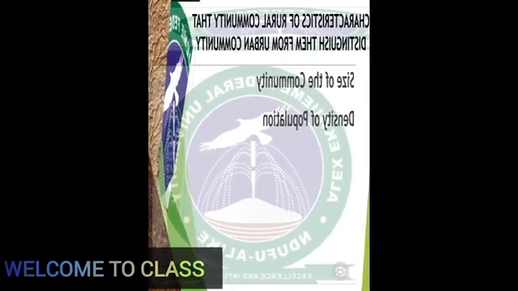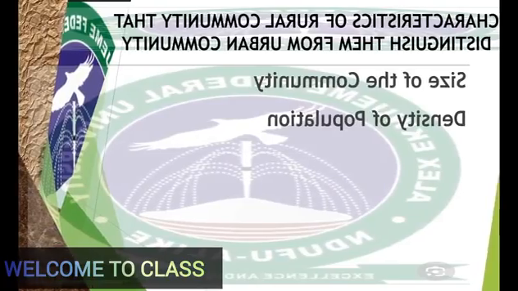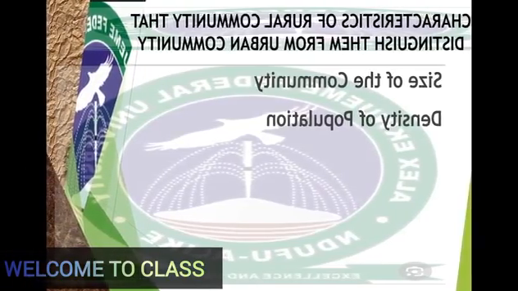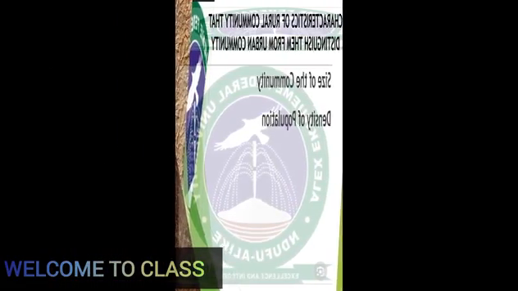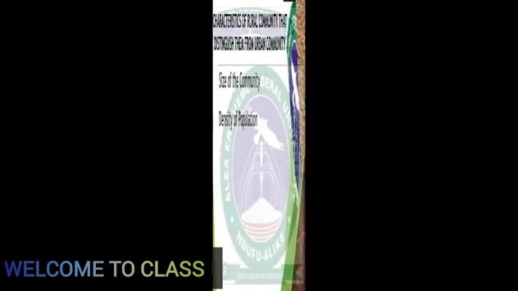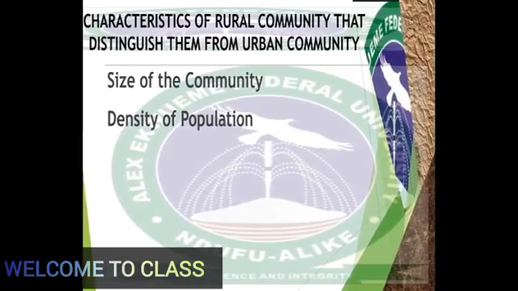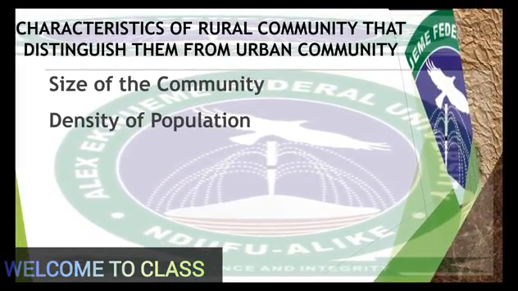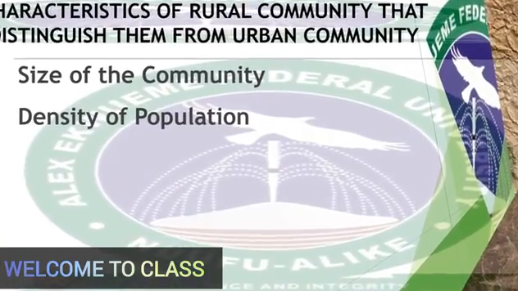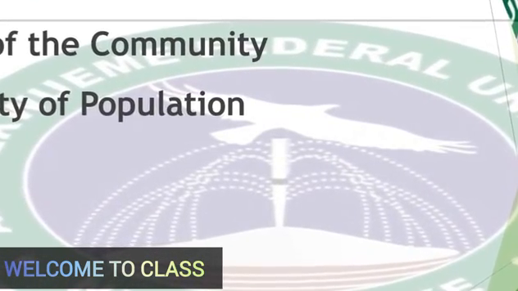When we discuss size here, we are talking about the area that is inhabited. Size here means the area that is inhabited. We are not talking about the landmass. We're talking about the area that people are actually living in. So the farmland and the rest of them may not count in this discussion. What would count here is that area where you have people living and doing one thing or the other.